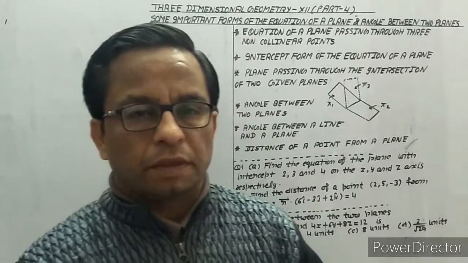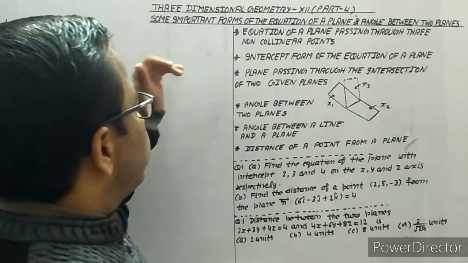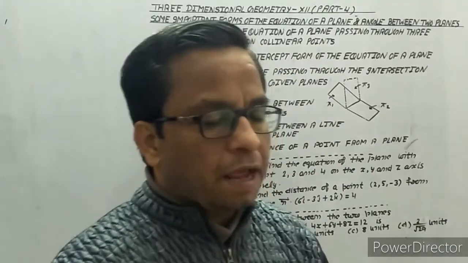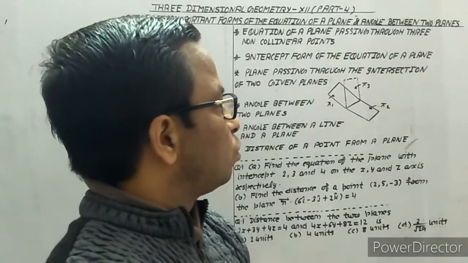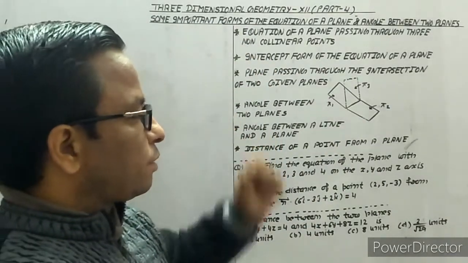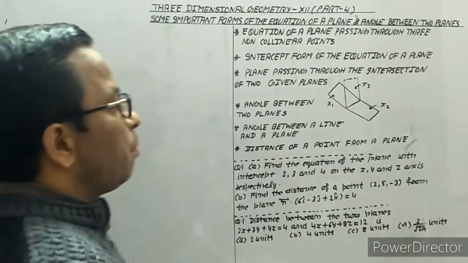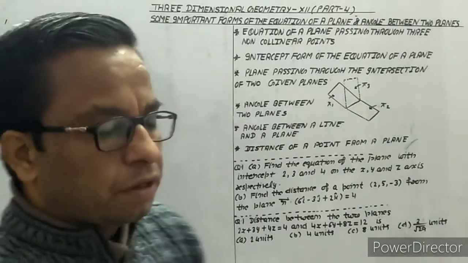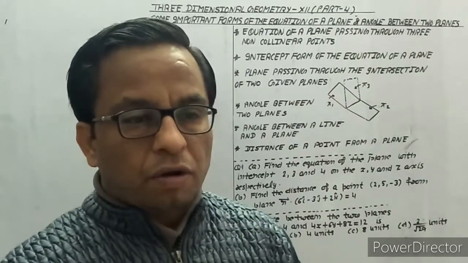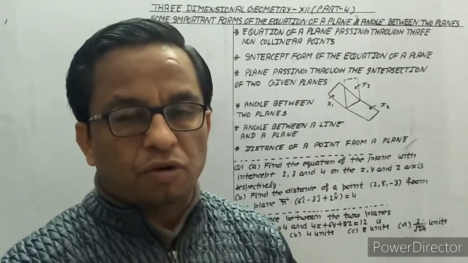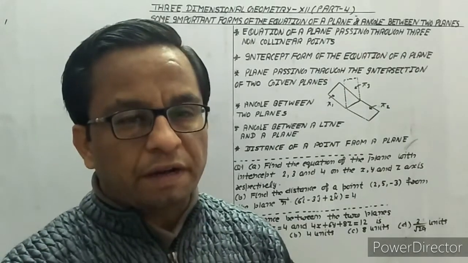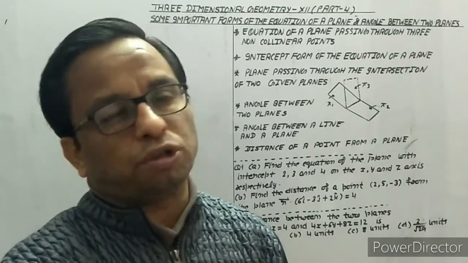Hello everyone. In this part 4 of three-dimensional geometry, we are going to discuss some important forms of the equation of a plane and the angle between planes. So let's start with the equation of a plane passing through three non-collinear points. In this session, we are going to concentrate only on the relations, not the proofs, because relations are very important, which we have to use in the questions.